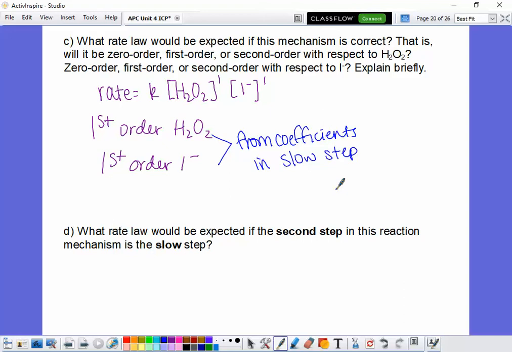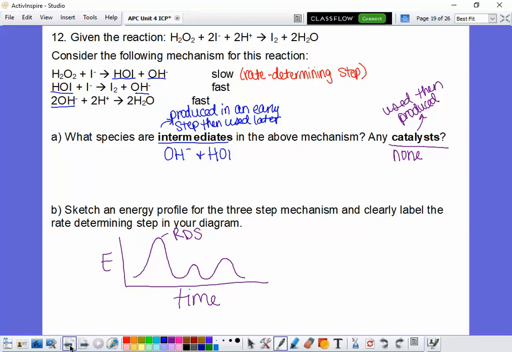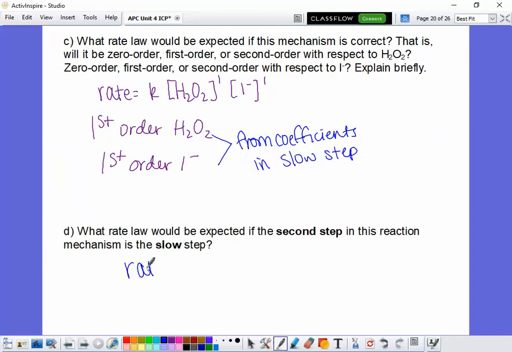Okay. We have one more thing we're going to do with this problem. What if the second step was our slow step? What would the rate law look like? Well, rate equals K times HOI to the first times.